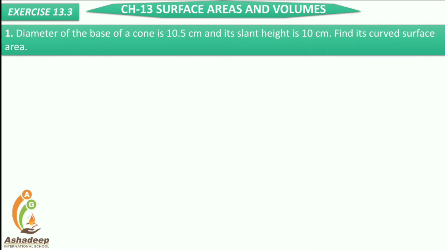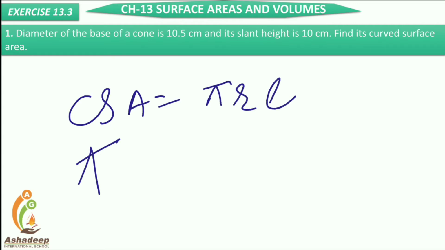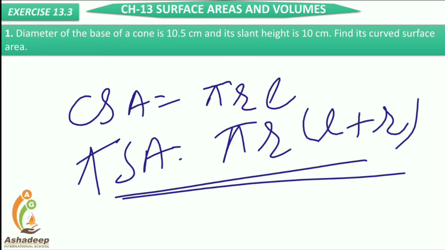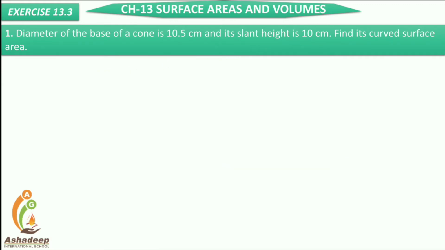Okay, now exercise. The diameter of the base of the cone. See, first of all, the curved surface area is what? Pi r L. Total surface area is what? It is nothing but pi r in bracket L plus r. So ये दो चीजें याद रखना, पूरा का पूरा एक्सरसाइज आराम से सॉल्व हो जाएगा. So the diameter is given. So the diameter is 10.5.